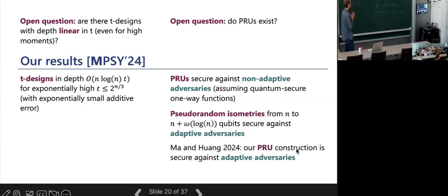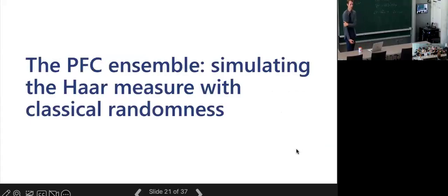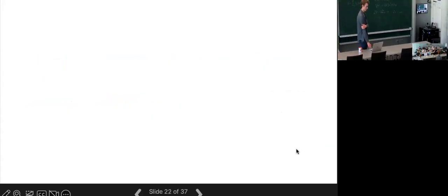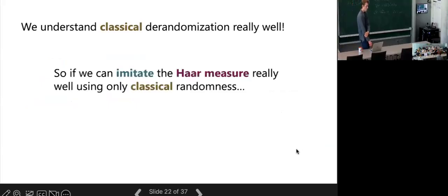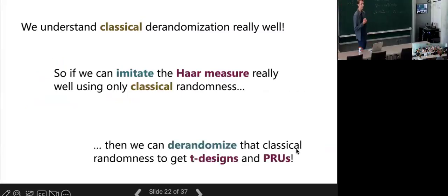Okay, so these are the main results from this first paper. And now let me tell you how we achieved them, which is via what we call the PFC ensemble. The high-level idea here is the following. We understand classical derandomization really well. We have basically optimal constructions for everything. So if we could imitate the Haar measure really, really well, using only classical randomness, maybe huge amounts of classical randomness, for now we don't care, then we can go back to the classical literature and de-randomize that classical randomness to get T-designs and PRUs. That's basically the plan, right?